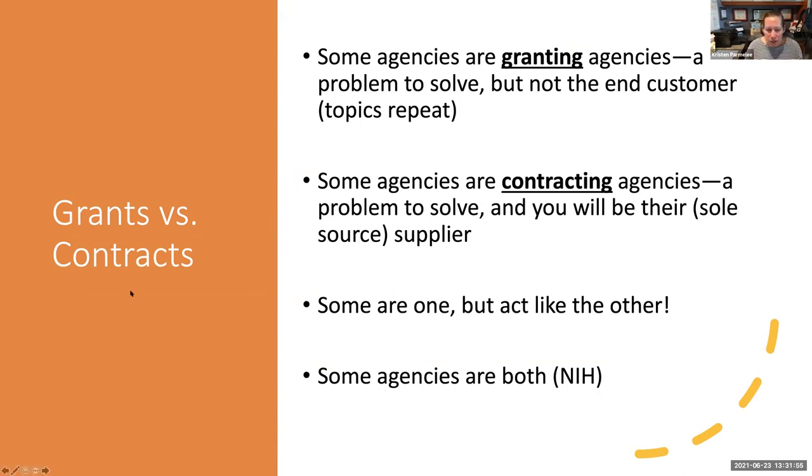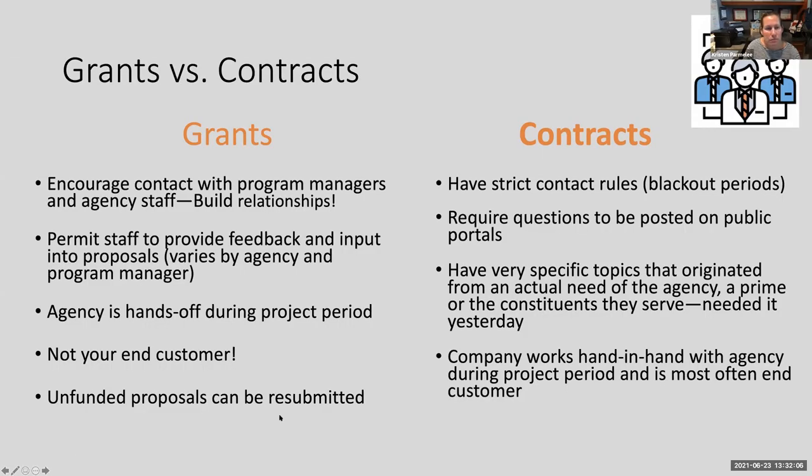And then some agencies are both, like NIH. NIH is primarily a granting agency, but they issue one contract solicitation for SBIR each year. So grants generally encourage you to build a relationship with the program manager or program officer.